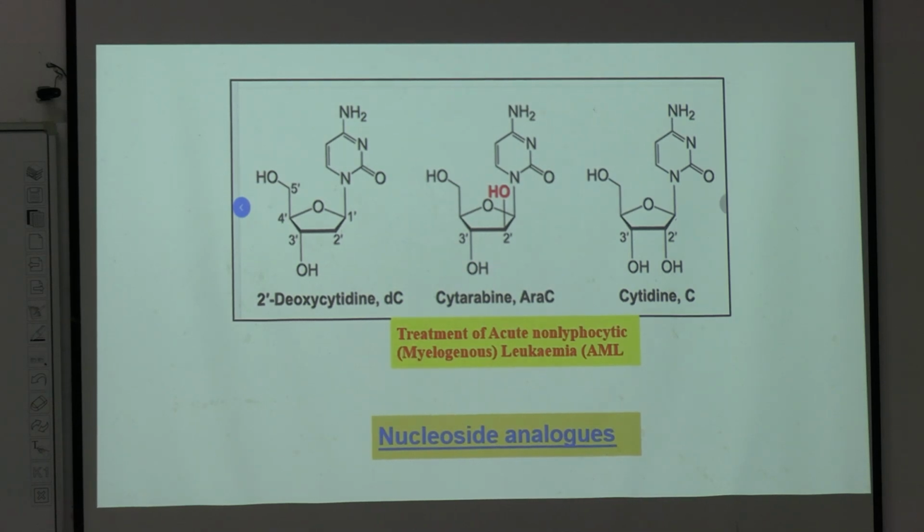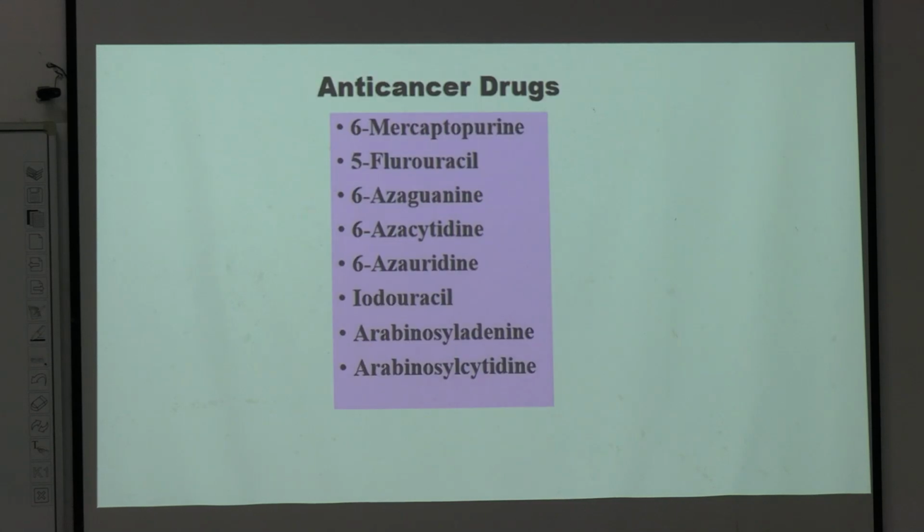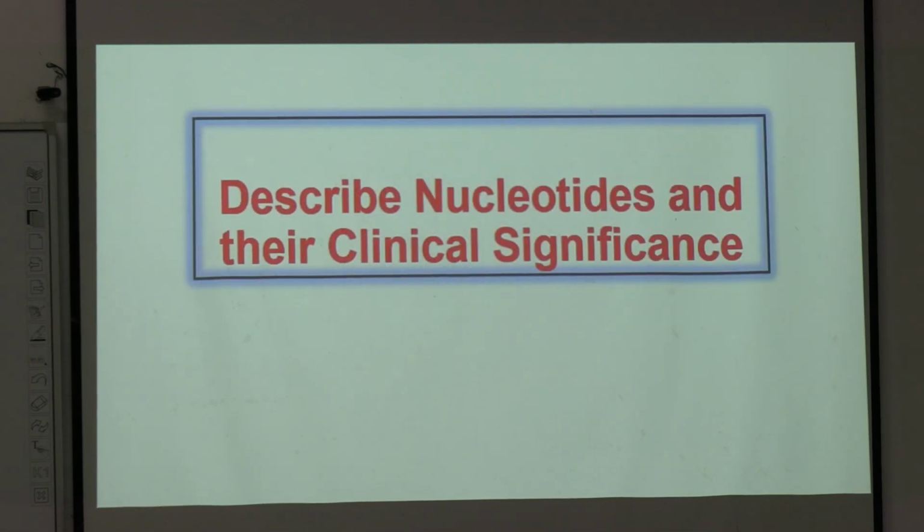So purine analogs you have seen, nucleoside analogs you have seen, and there are other nucleoside analogs, which you need not remember. There are a number of anti-cancer drugs, and which drug you select for which cancer depends on the stage, the type of cancer and the general condition of the patient also. I think time is up, and you will be able to at least describe the nucleotides and their clinical significance.